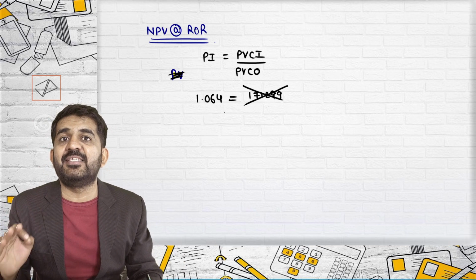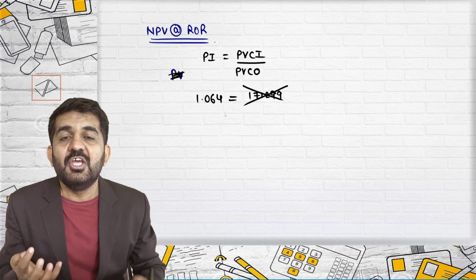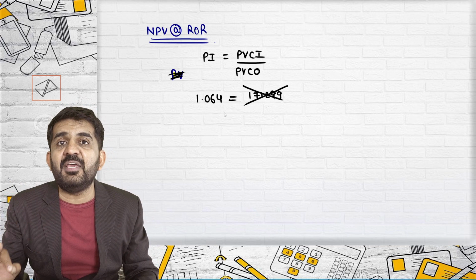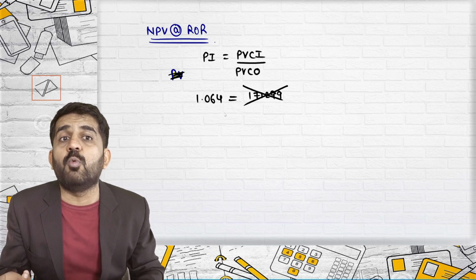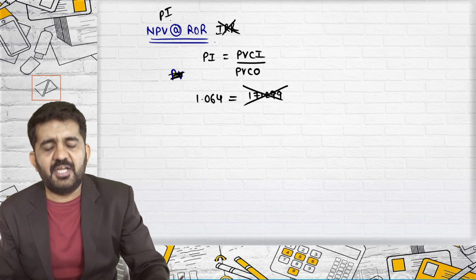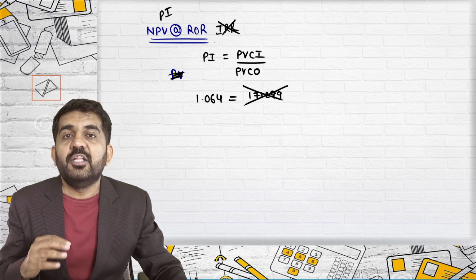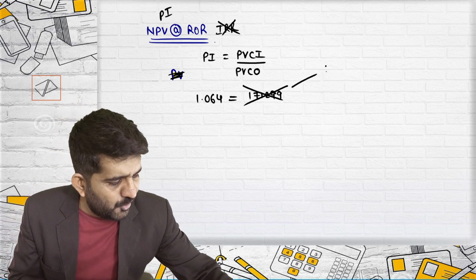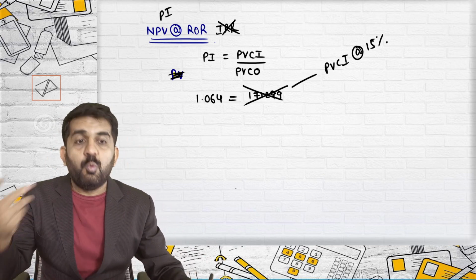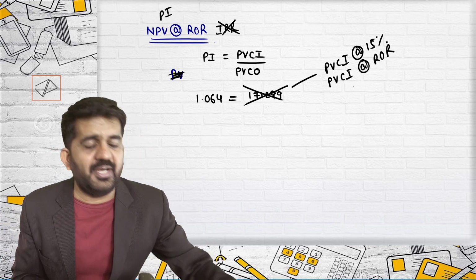171,299 is present value of cash inflow at 15%. 15% is not my required rate of return. NPV and PI are found out at required rate of return and not at IRR. So this is not my present value of cash inflow. This is present value of cash inflow at 15%. What I want is present value of cash inflow at required rate of return.